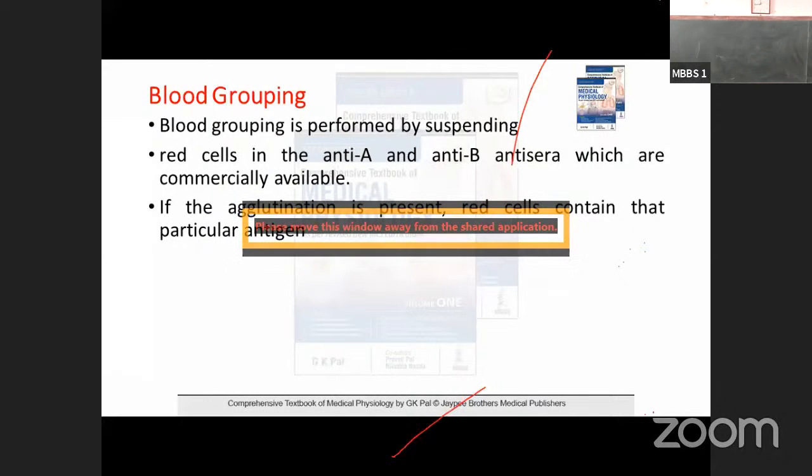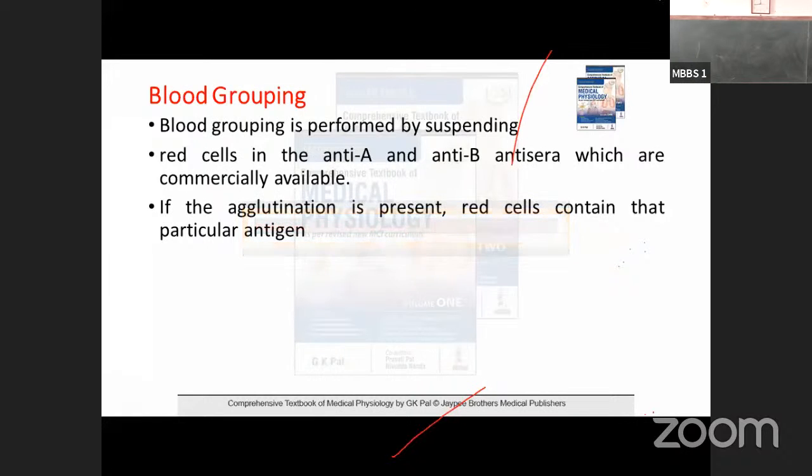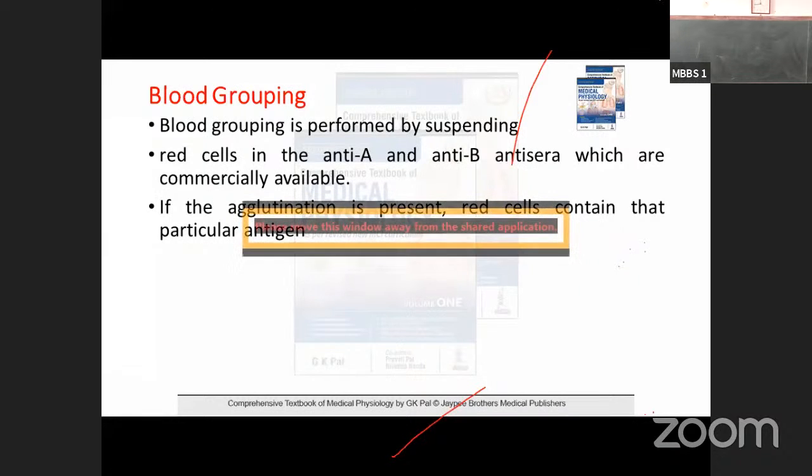Then, how to determine the blood group? For the determination of the blood group, the red blood cells of the individual are suspended with antisera, which are commercially available. And if there is clump formation or agglutination seen, that blood group is present.